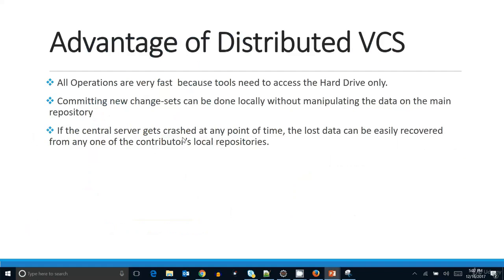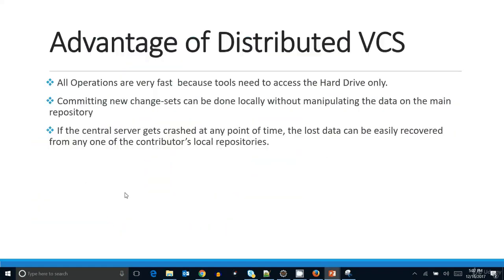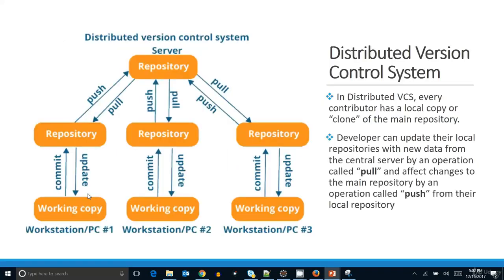All operations are very fast because tools need to access the hard drive only. This is my local repository, so all the operations I want to perform will be very fast. Committing a new change set can be done locally without manipulating the data on the main repository. If I am committing something, it is changed inside my local repository, which will be synced with the centralized repository later. If I get some issue right now, I can resolve it. But in the case of a centralized version control system, this is not possible.